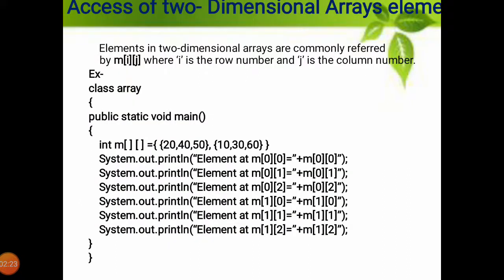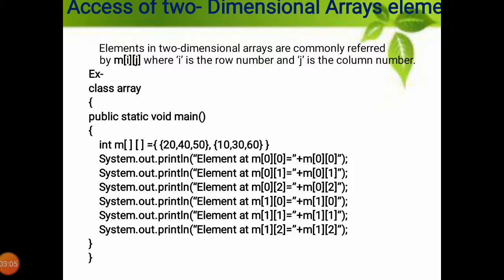Now the second topic is access of two-dimensional array elements. For accessing the elements of a double-dimensional array in Java programming, we use the index position of row and column. We access the element by M[i][j], where i is the row index position, or row number, and j is the column index position, or column number.